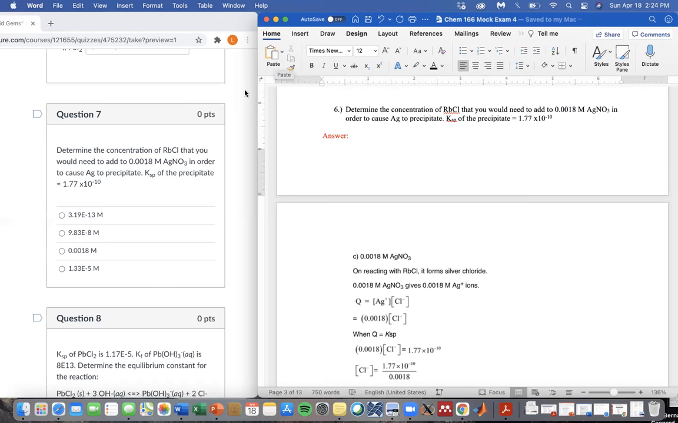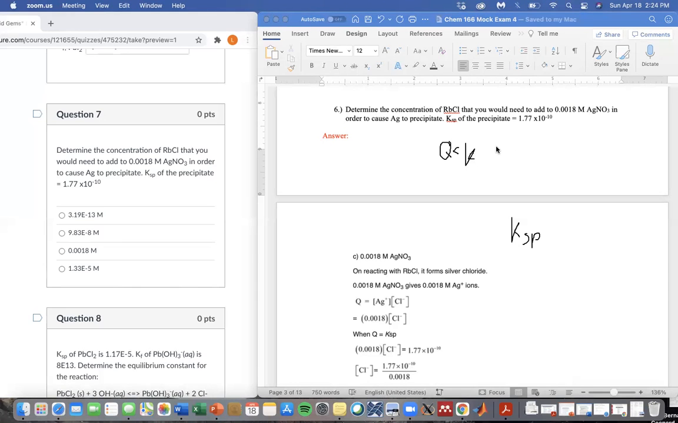Your KSP value is the cusp of when you're going to have precipitation. If you think about your Q value, when Q is less than K, that means that your products are lower than your K value. And so your products are too low.